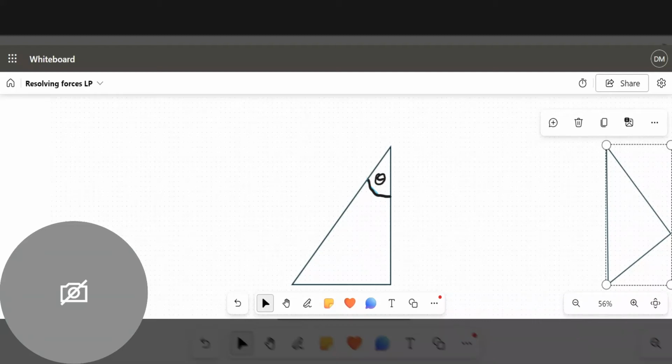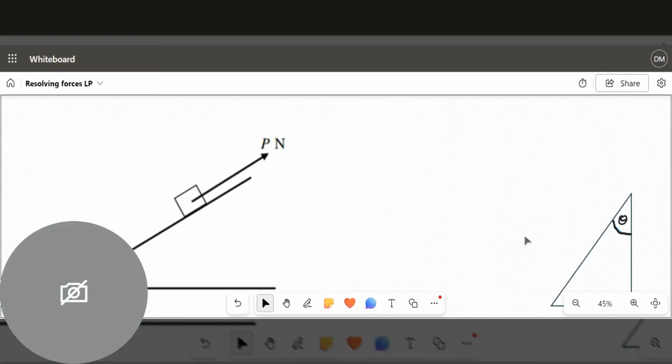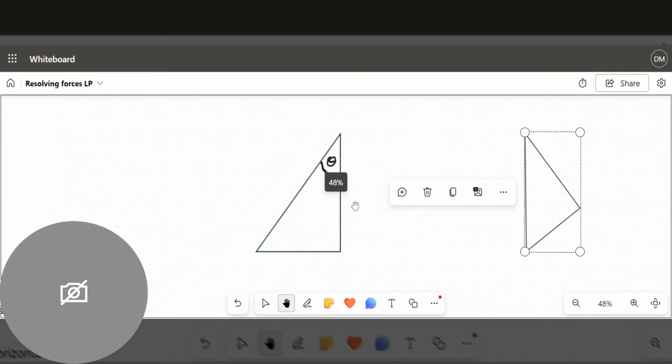Hi, so in this video we're going to look at how we resolve forces on a force diagram. This diagram over here is what we're going to be eventually resolving forces on. We'll just have a quick recap of how to do it on a triangle. So here we've got a triangle, we've got our theta there.